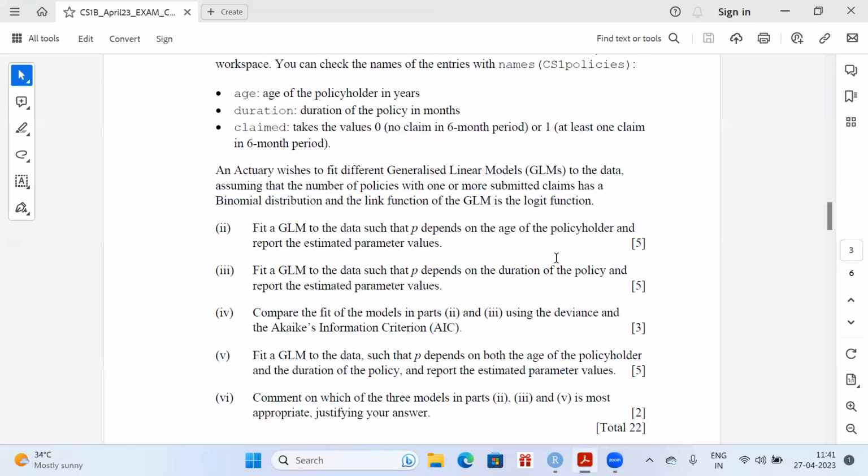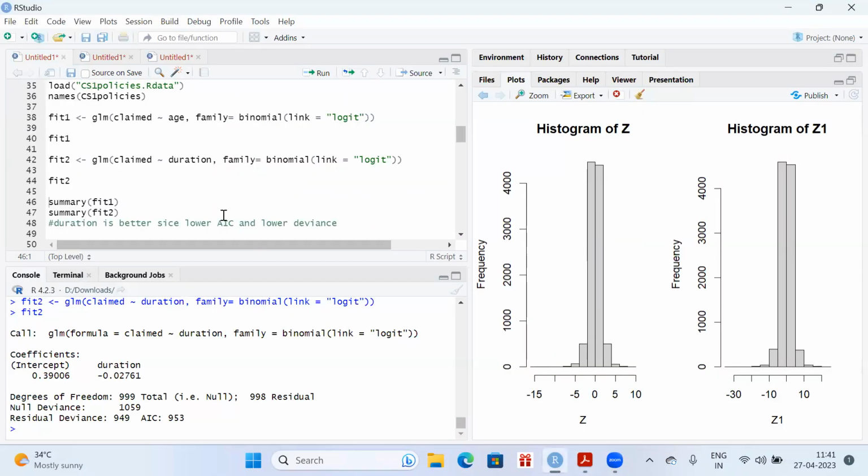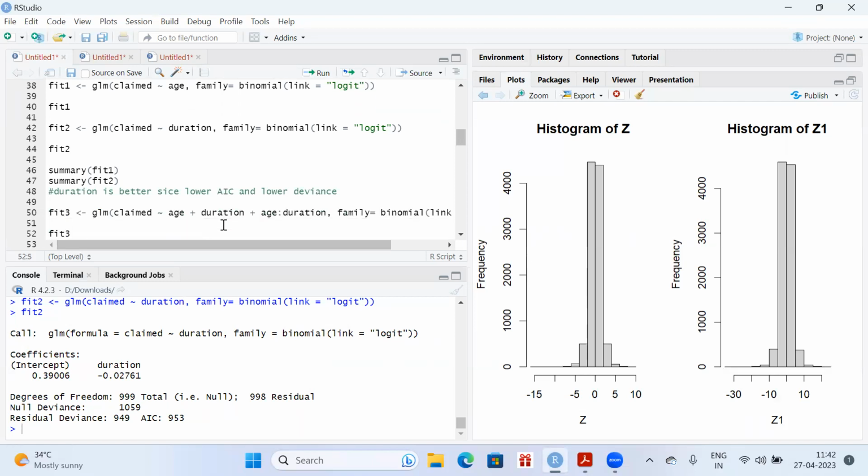Okay. Then fit a GLM to the data that depends both on the age and duration and report the estimated parameter values. Now we have fit 3. Now it says both, so I have taken age, duration and the interaction term between them. It might be possible that most of you missed out on the interaction term. It's not mentioned, so it does not have to be included, but you can include it as well.